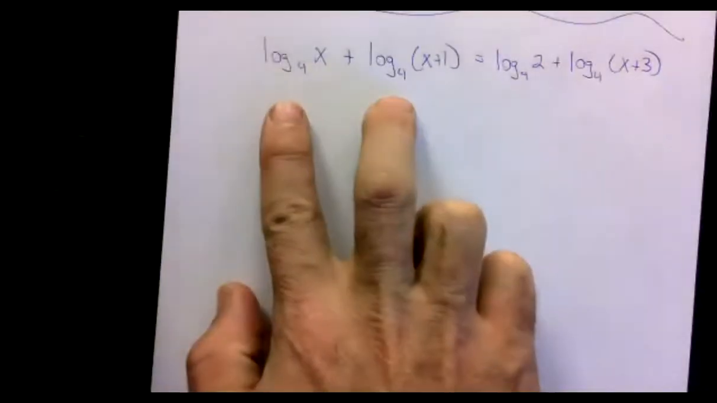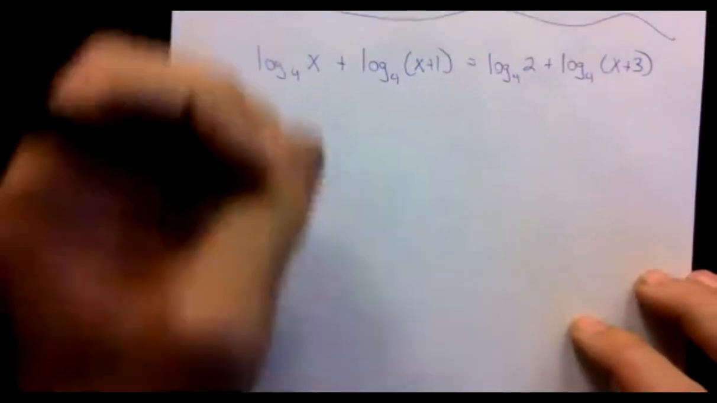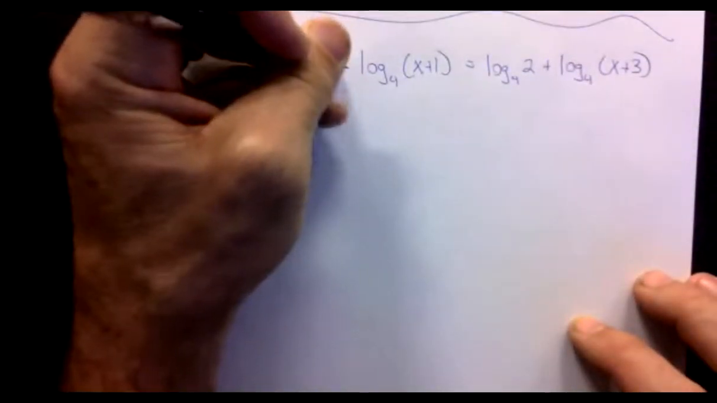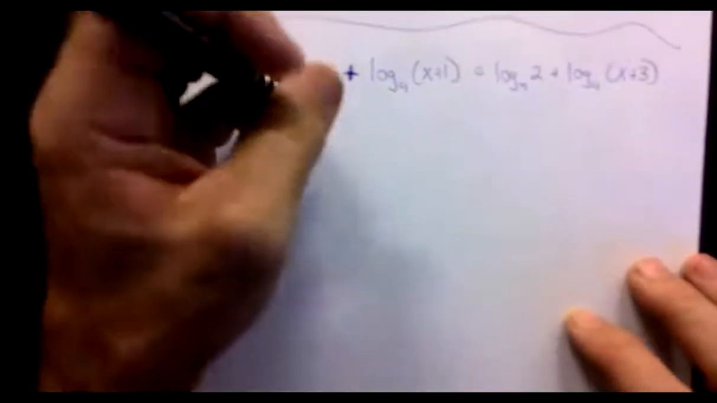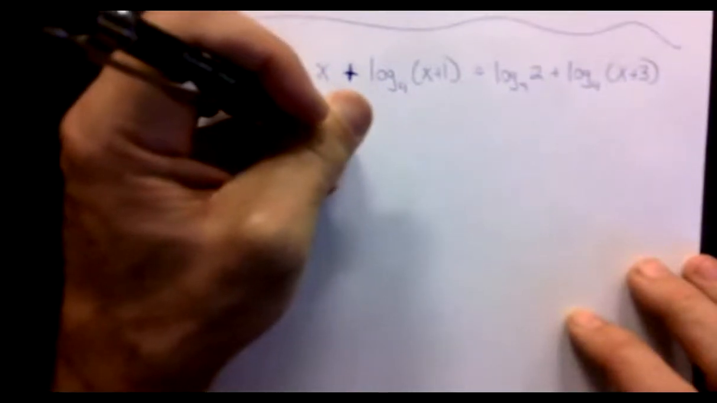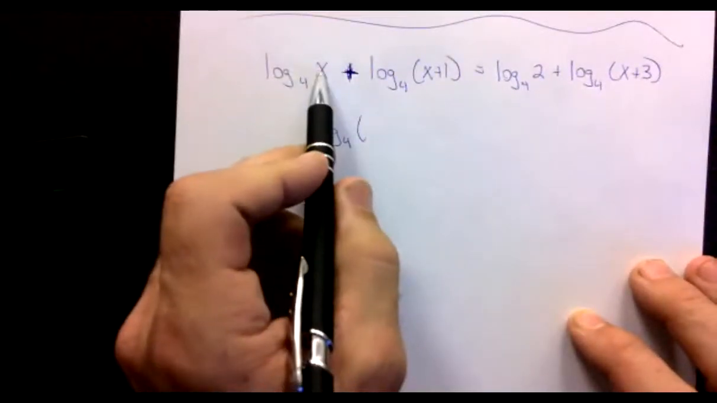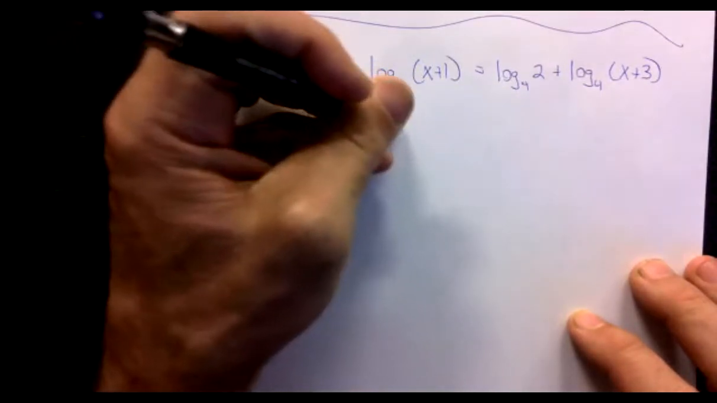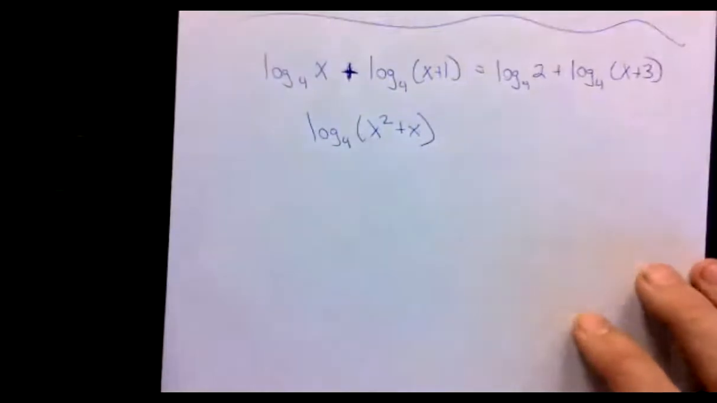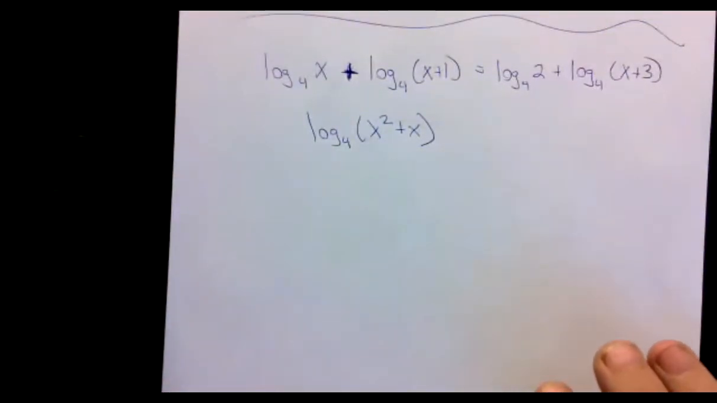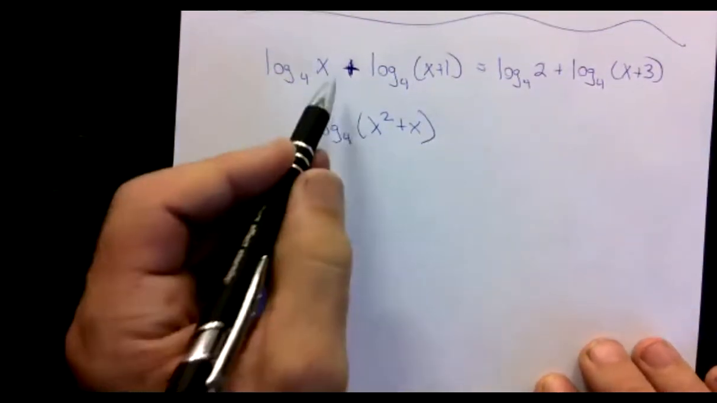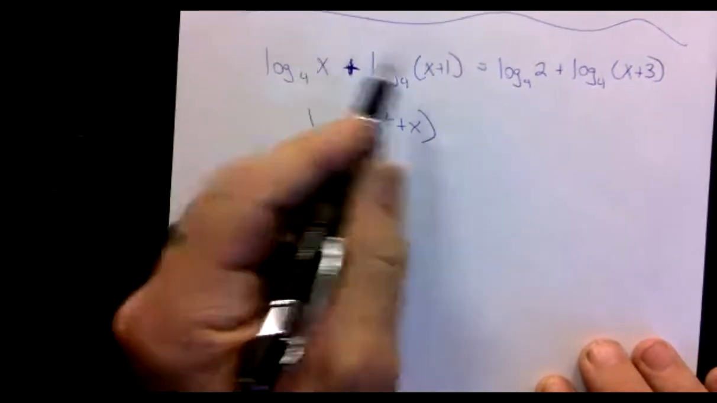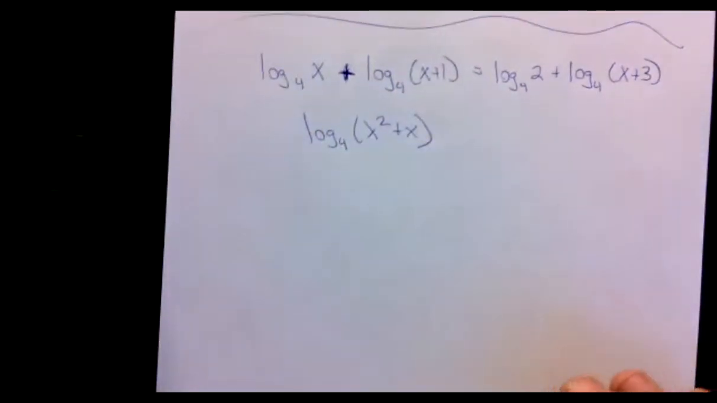Again, multiple logs on a side, we've got to condense. So addition is going to become multiplication. I'm going to go ahead and distribute. So if we're multiplying x times x plus 1, that's going to be x squared plus x. So that's just changing this to multiplication. Then I went ahead and did the multiplication. I distributed.